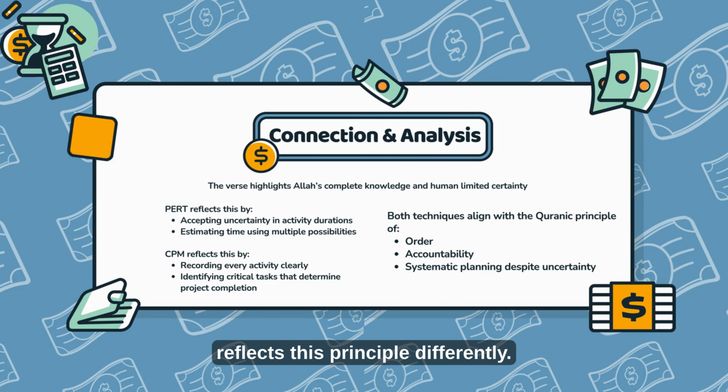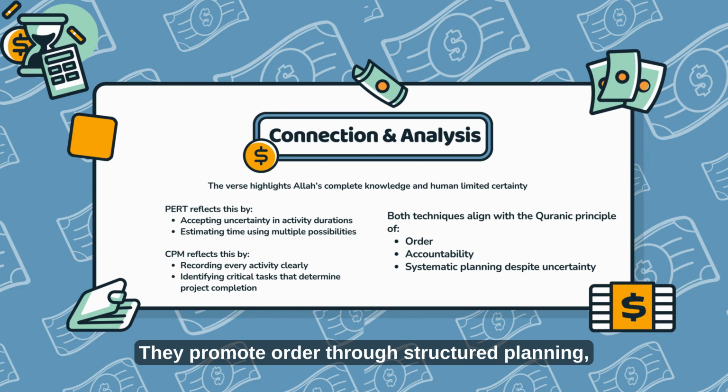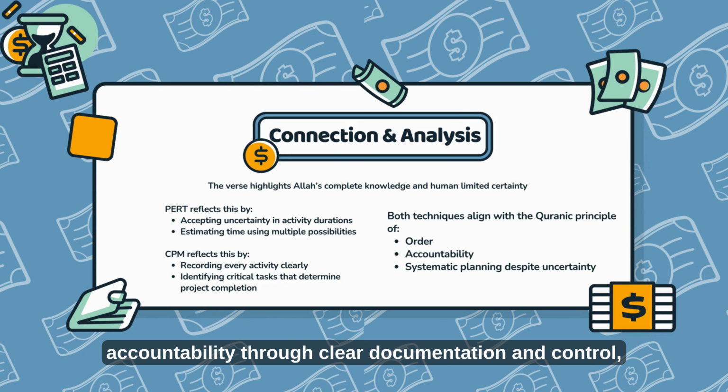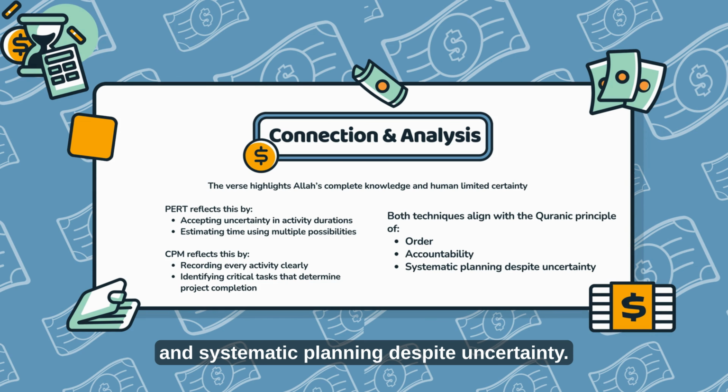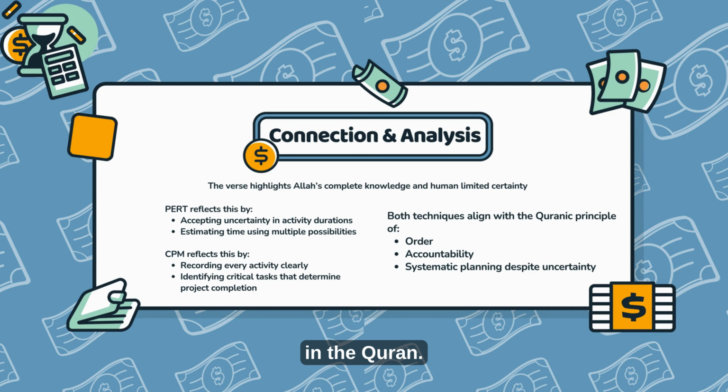CPM reflects this principle differently. CPM focuses on recording every activity clearly and identifying the critical tasks that determine the overall project completion time. These critical tasks require close monitoring and accountability. Together, CPM and PERT align with key Quranic principles. They promote order through structured planning, accountability through clear documentation and control, and systematic planning despite uncertainty. This shows that effective project scheduling reflects the discipline and wisdom encouraged in the Quran.